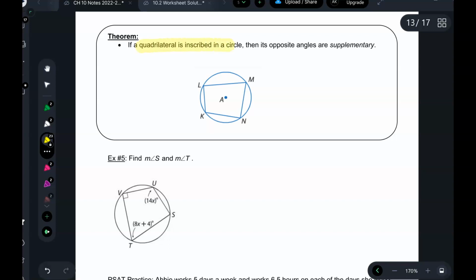If a quadrilateral is inscribed in a circle, inscribed means all the vertices have to be on the circle. I get it. Okay, right here. The opposite angles are supplementary. So angle K plus angle M equals 180. Yes. So the measure of angle L and N add up to 180, and K and M.